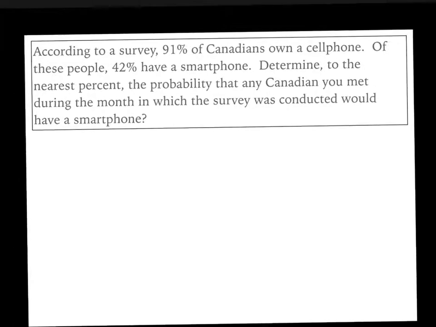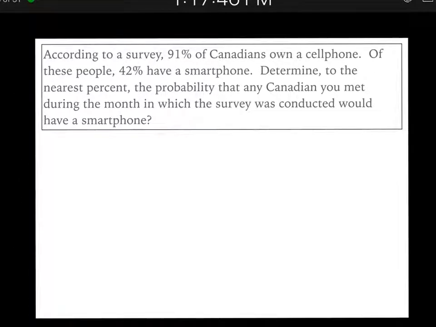Okay, so according to a survey, 91% of Canadians own a cell phone. 42% of those, this is from a few years ago, so I'm sure it's gone up, but of those people, 42% of them have a smartphone. What that means, and this is really important, it means 42% of that 91%. So it doesn't mean 42% of Canadians. It means 42% of Canadians with cell phones, which is a little bit less than 42%, because not everybody has a cell phone. Does that make sense?